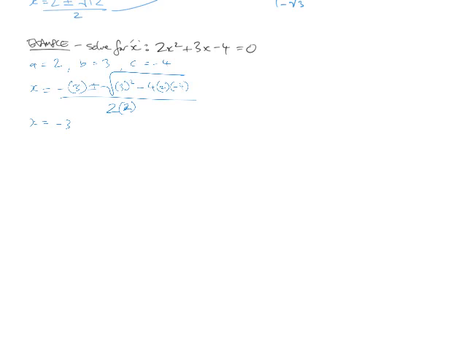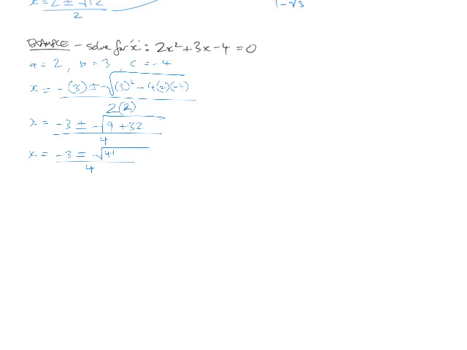Alright, so same as before, solving what we can. Negative times by 3 is negative still, plus or minus the square root of 3 squared is 9. Negative 4 times by 2 is negative 8, times by negative 4 is positive 32, divided by 2 times 2 is 4. So x is going to be negative 3 plus or minus. So working my way through, what's 9 plus 32? Square root of 41 over 4.